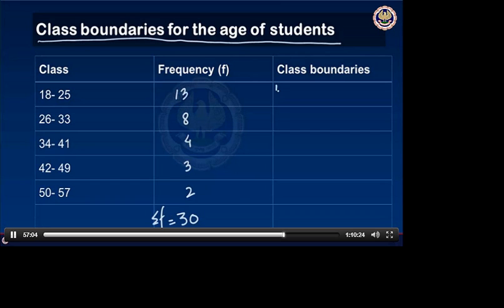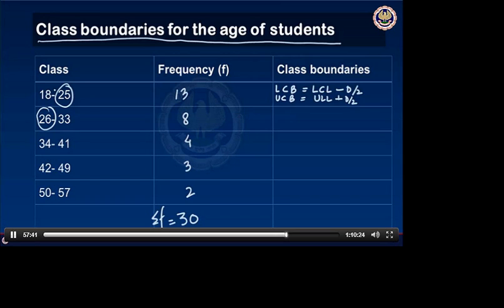We know that the formula for the lower class boundary is LCL, that is the lower class limit, minus D upon 2. And the formula for the upper class boundary is UCL, which is the upper class limit, plus D divided by 2. Where D is the difference between the lower class limit of the next class and the upper class limit of the given class. So we are going to focus on this.